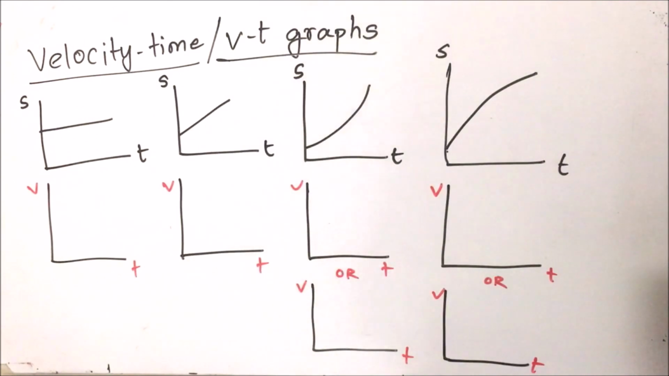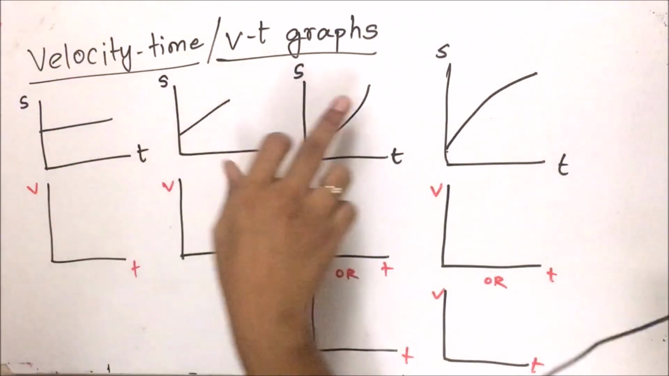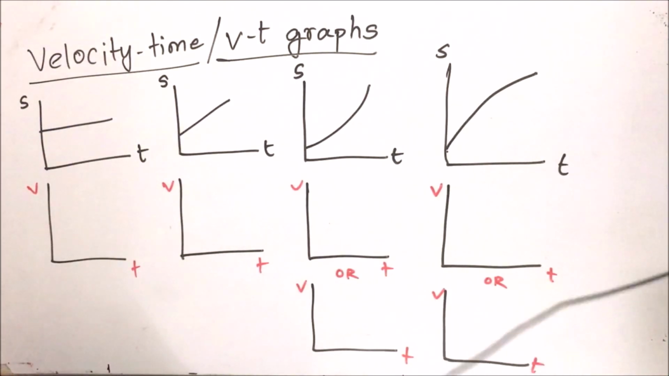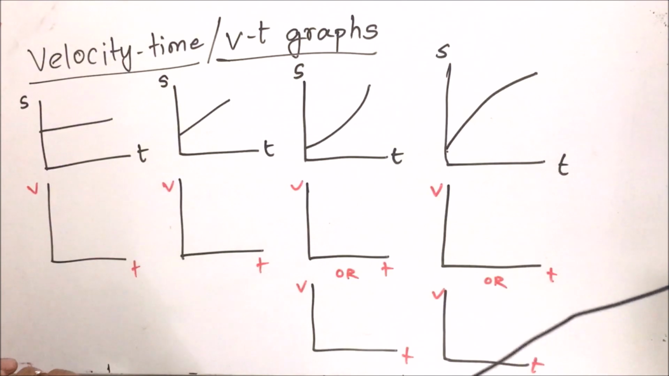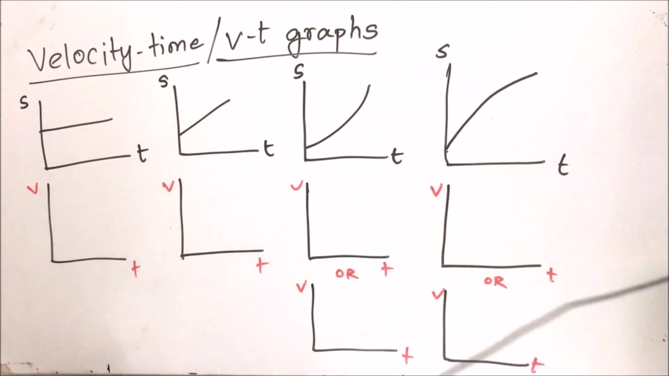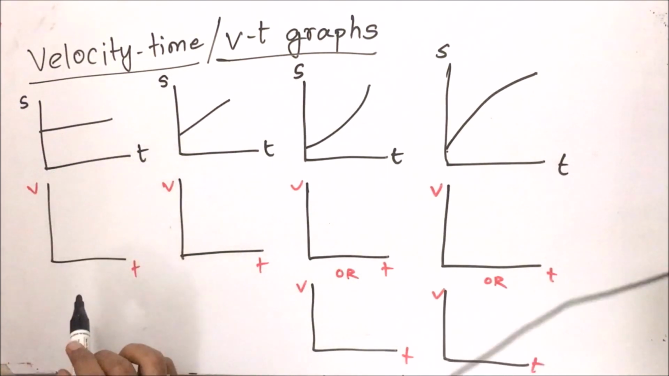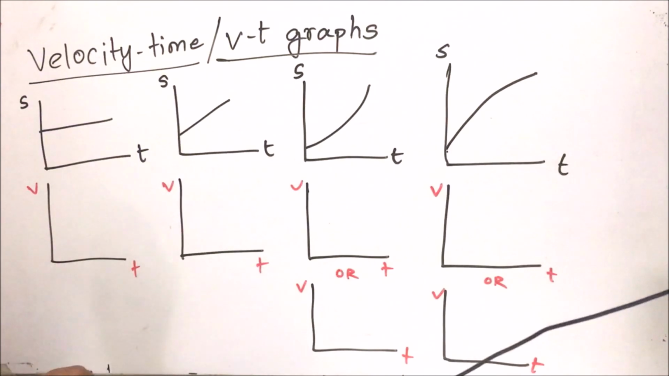Now we will look at velocity time graphs. Don't get intimidated by looking at so many graphs. I have first drawn the displacement time graphs, and from the displacement time graphs I will try to deduce the velocity time graphs using the concept that the gradient of the displacement time graph gives us velocity. Okay, so let's begin. In this first graph, the displacement time graph has 0 gradient, it is horizontal, so the velocity is also 0.